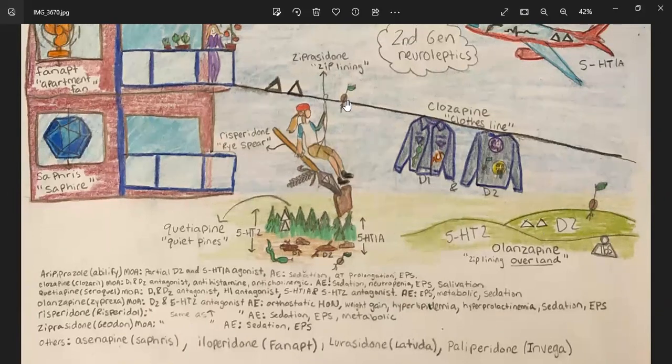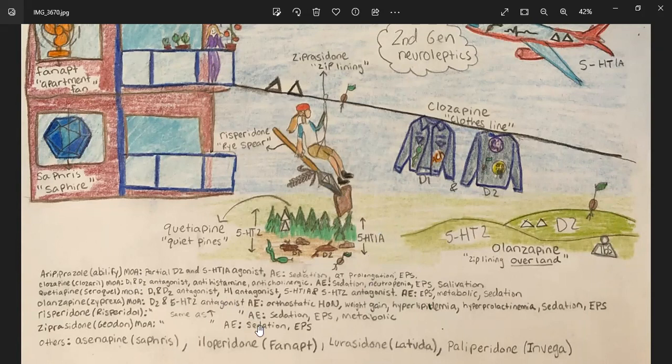EPS, which is why there is a pyramid here and a pyramid here. And then risperidone has, again, metabolic effects. The best thing I can come up with is that the tip of the spear is metabolic. That's all I got.